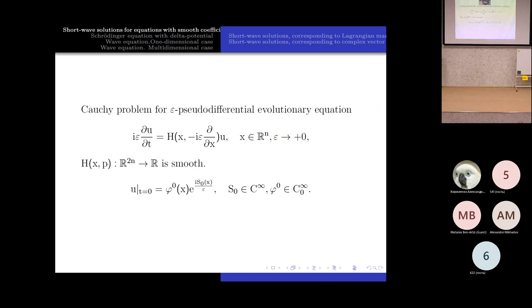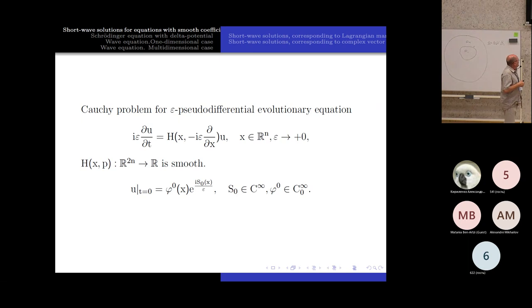So the equation of this type is just a Schrödinger equation, which defines the unitary evolution of the function u. Okay. And for this equation, we consider the initial condition of this type. This is the short wave packet. The functions phi naught and S naught are supposed to be smooth, and the function phi naught will be the function with compact support.